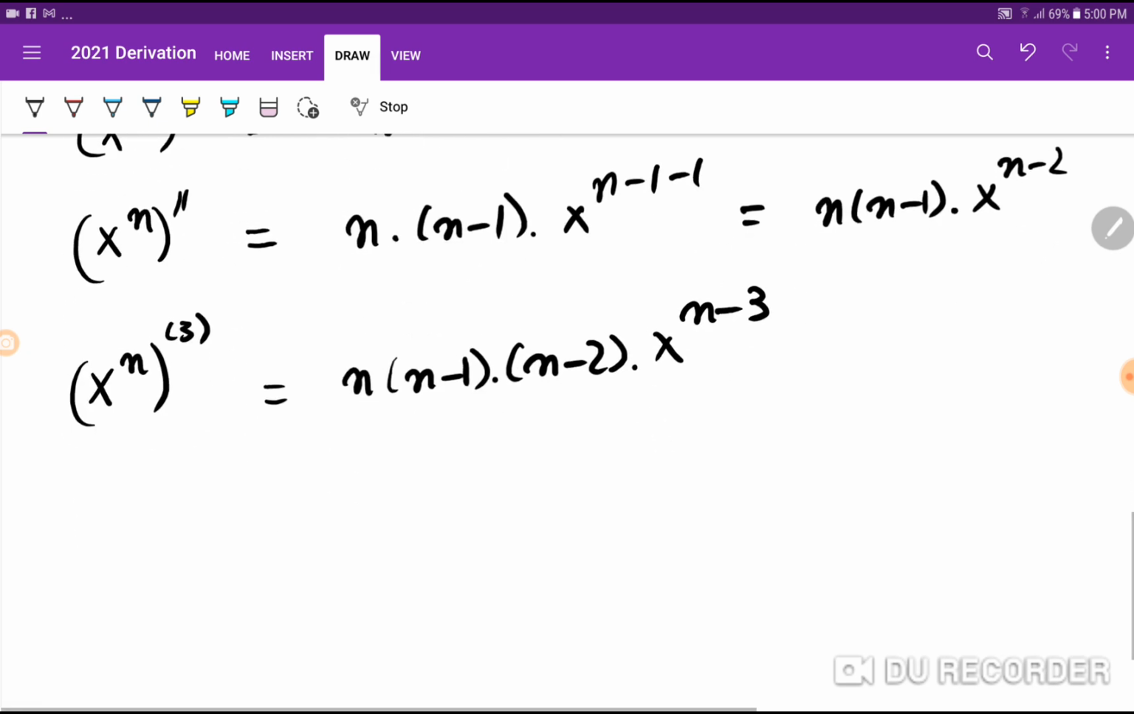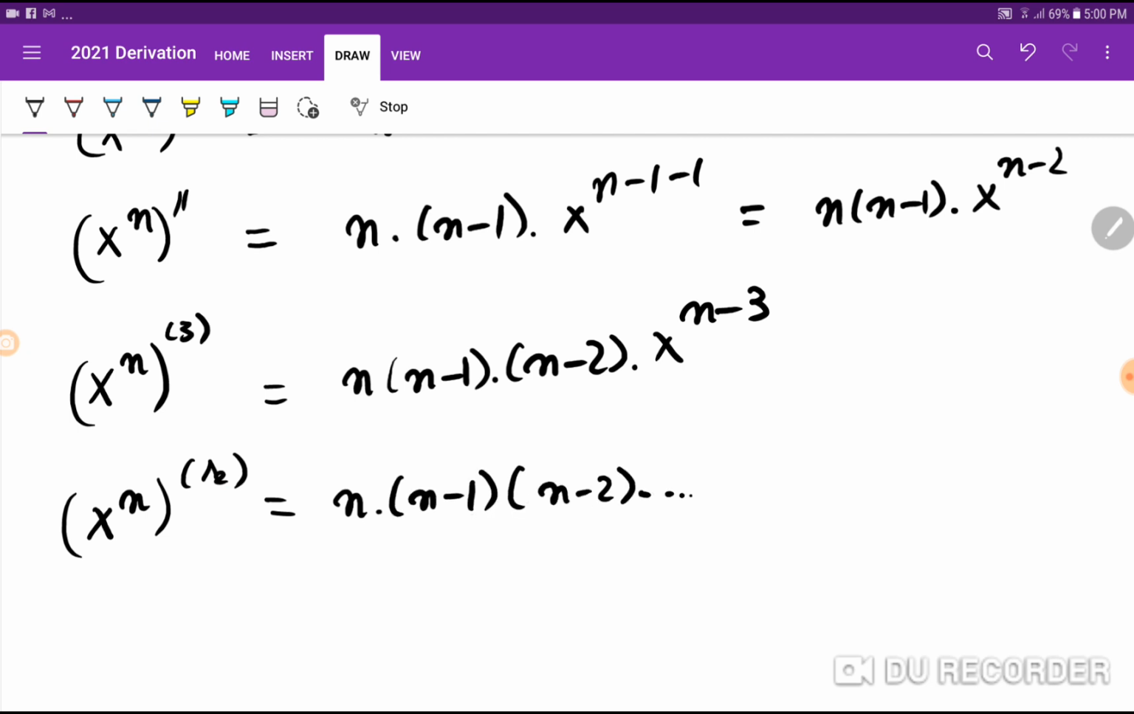Okay, so you see the pattern, right? If I do it k times, it would be n times n minus 1 times n minus 2 times all the way to n minus k plus 1, times x to the power n minus k. Okay?